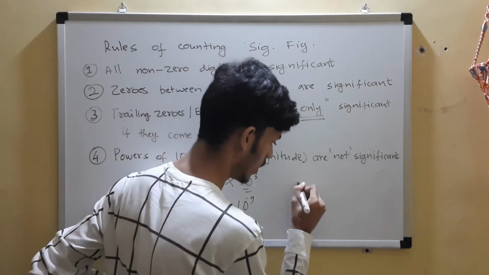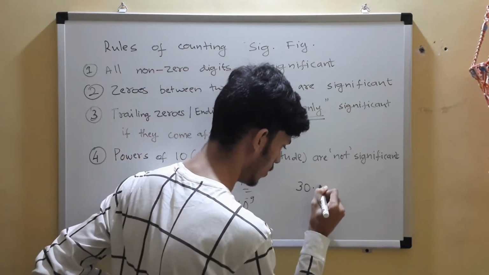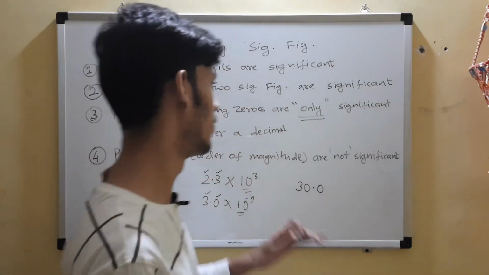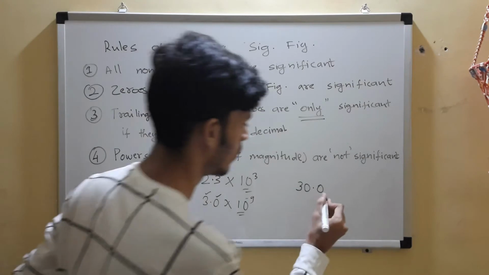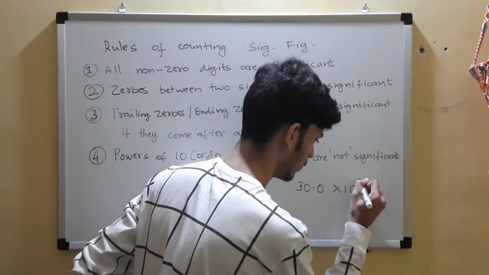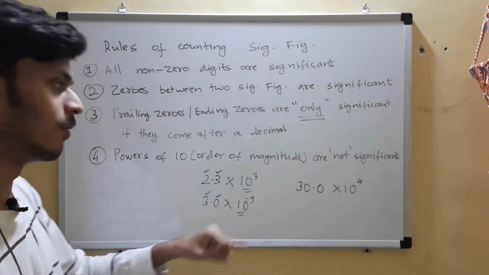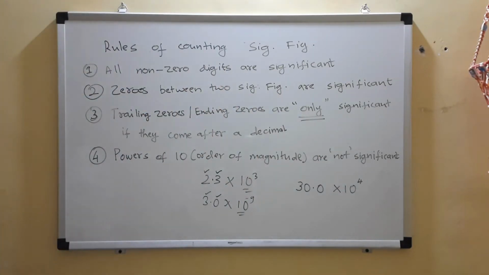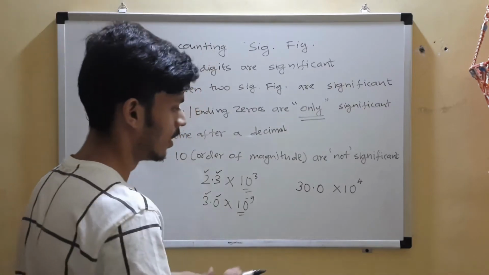Let's take one more example now. 30.0. What do you have to say about this? Now we'll use all these rules. Yes. So we'll use all the 4 rules for this. Quickly try it if you want to know how far you have got the concept. Okay, let's go for it.